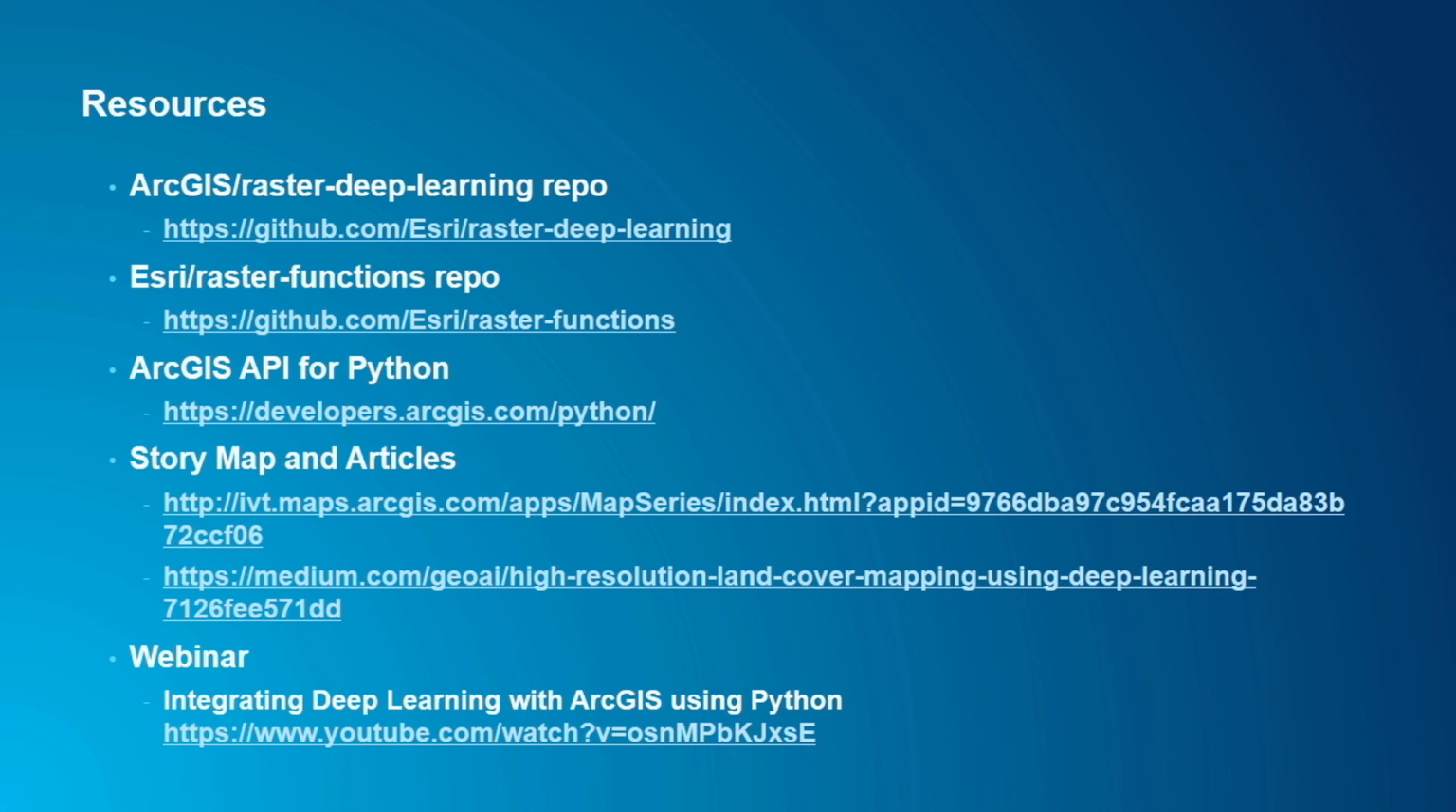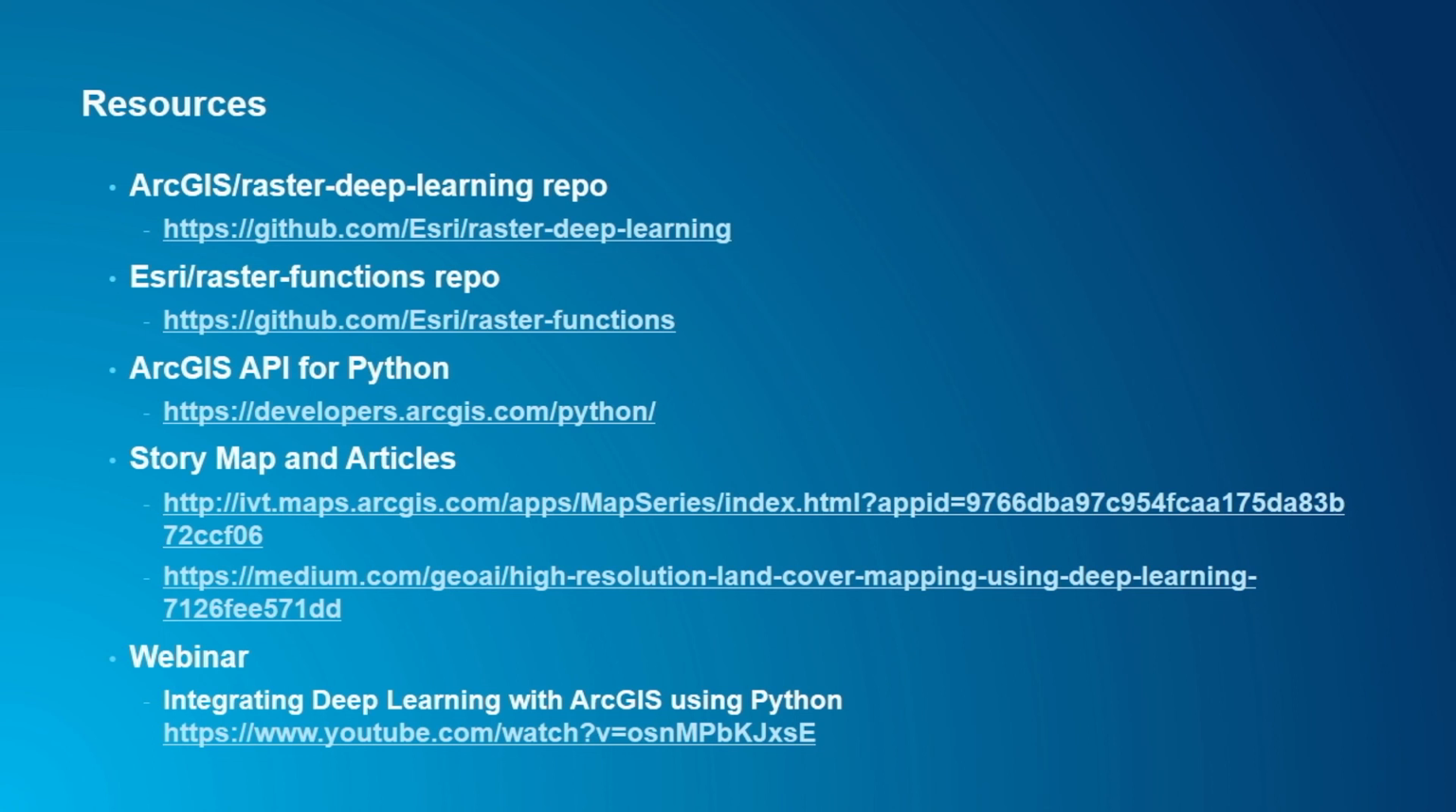And the second repo is the raster function repo. If you want to know more details about Python raster functions, you can go to this repo. The third one is the ArcGIS API for Python page. Just last Thursday, we released ArcGIS API for Python 1.6. In 1.6, it has this learn module. You can use that to call RA tools to run your RA jobs.